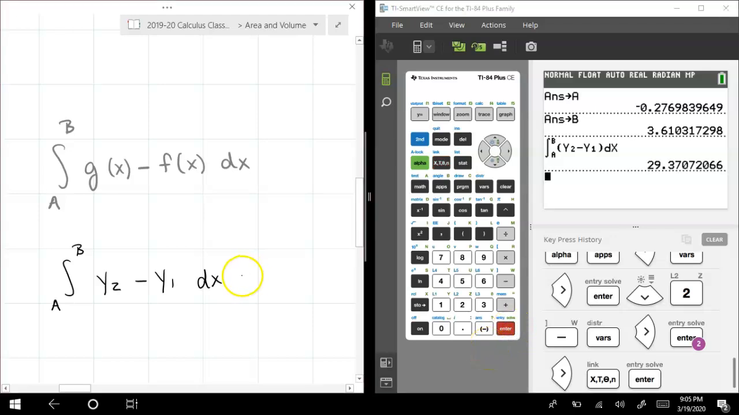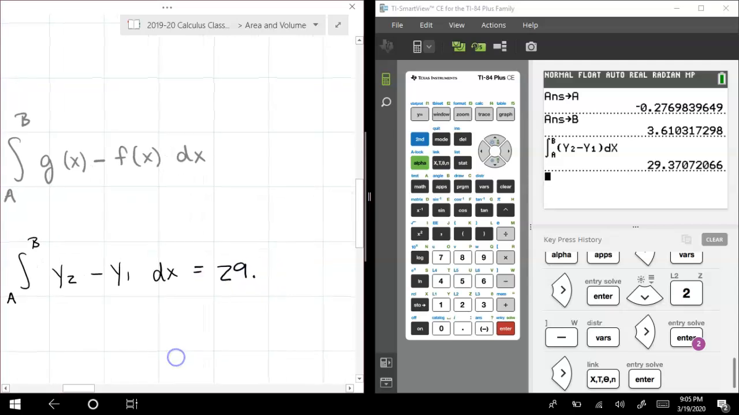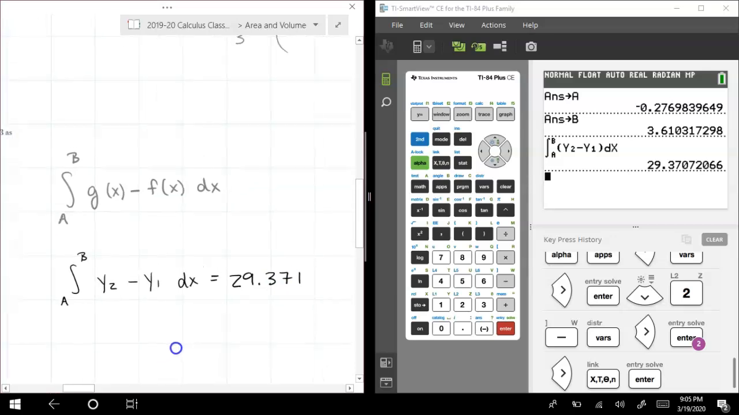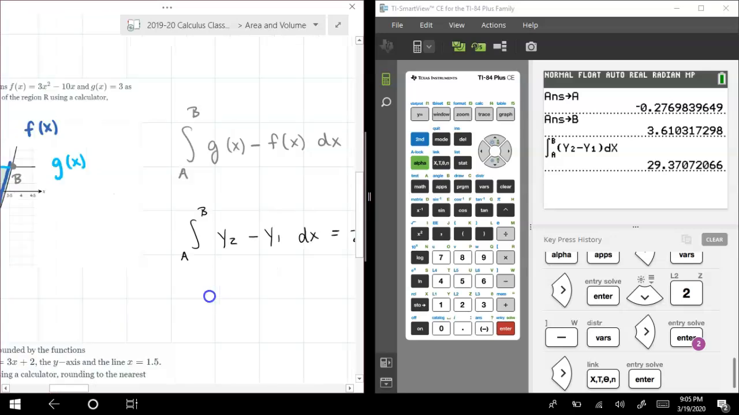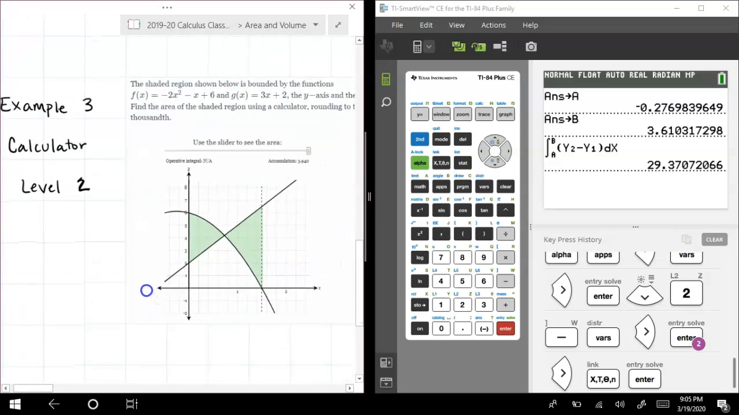So the area of this region is 29.371. And let's do one more.